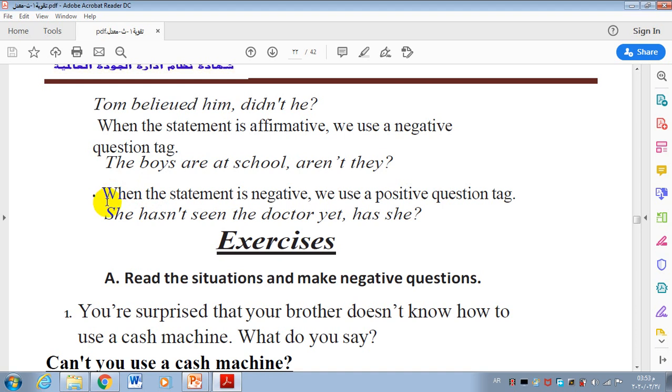And we can say too, when the statement is negative, we use a positive question tag. Like this example too, she hasn't seen the doctor yet, and the question tag has she. Okay, why do we use the helping verb has? Because the helping verb in the main sentence, hasn't, is negative, so in the question tag we use it in affirmative, followed by the pronoun she.